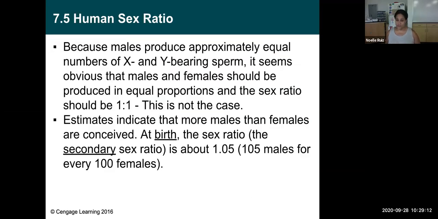Human sex ratio. Because males produce approximately equal numbers of X and Y bearing sperm, it seems obvious that males and females should be produced in equal proportions. So the ratio would be 1 to 1, one male for one female. And this is not the case. Estimates include that more males than females are conceived. So at birth, the secondary sex ratio is about 1.05, which means there are 105 males for every 100 females that are born. This is at birth. This is when babies are born.